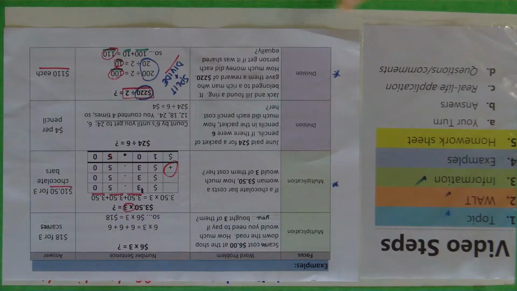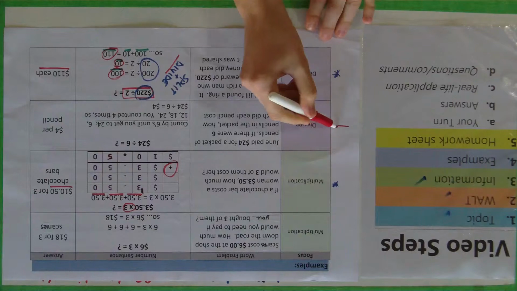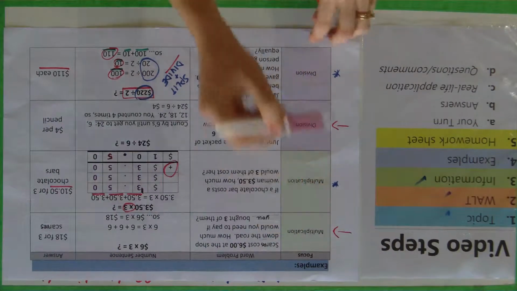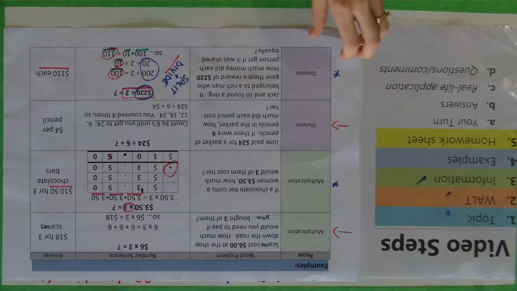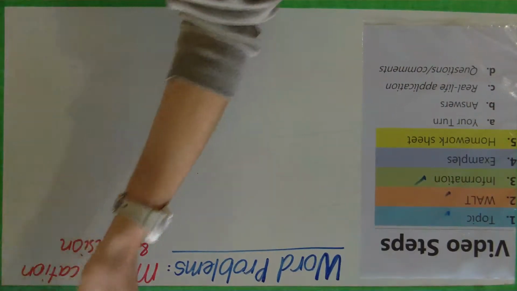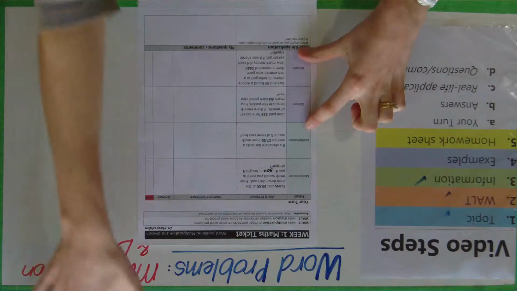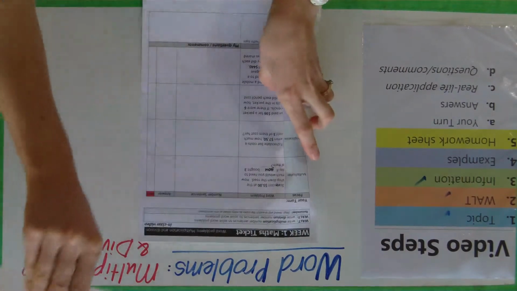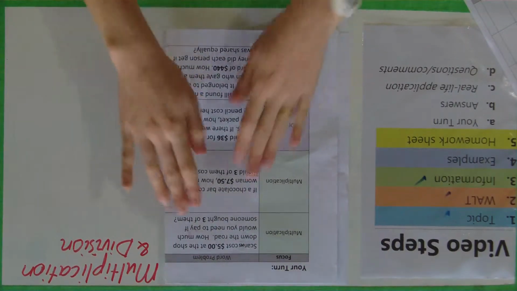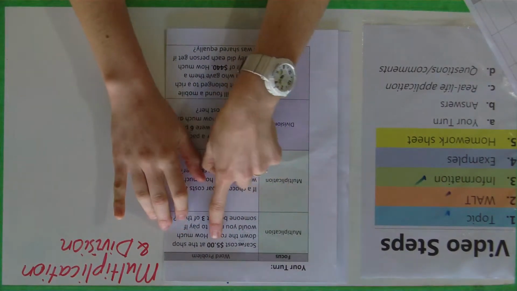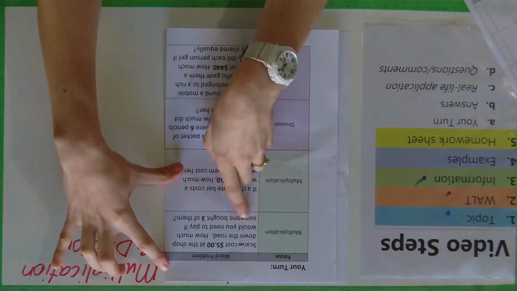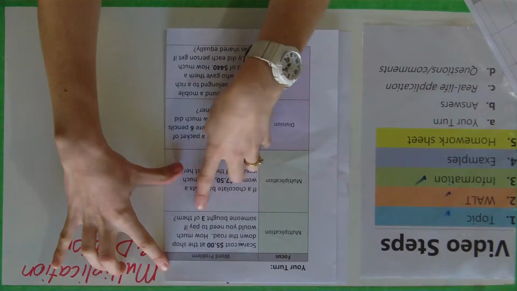Please pause the video and have a look at the other examples on this sheet so that you can get an idea. Alright, so now the questions on your homework sheet. I've got 4 questions. I'm just going to grab my other sheet, which is a bit bigger, so you'll be able to see it a bit clearer. The first question: scarves cost $5 at the shop down the road. How much would you need to pay if someone bought 3 of them?